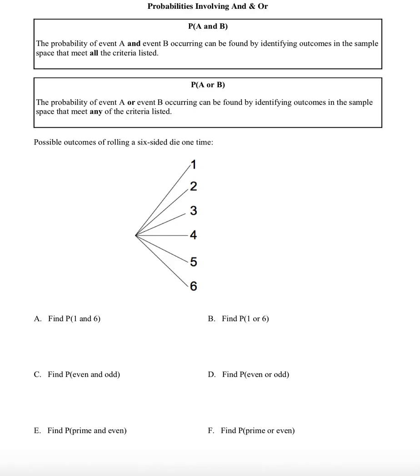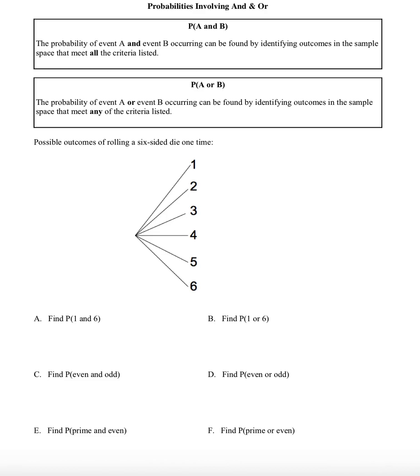Let's look at "and" and "or" in the context of probabilities. If we want to find the probability of A and B, we want to identify outcomes in the sample space that meet all of the criteria listed, both A and B. But if we want to find the probability of A or B, we just have to find outcomes in the sample space that meet any of the criteria listed.